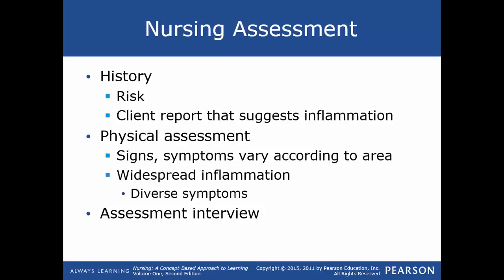All right, so when you're looking at your nursing assessment, getting your history, you need to assess the degree the patient is at risk for developing inflammation and any reports that suggest the presence of inflammation already. When you're looking at your physical assessment, look at any signs and symptoms that they have, and these are going to vary according to the area that's affected. And so sometimes it could be a localized area, sometimes it could be an organ that's infected, or an entire body system.